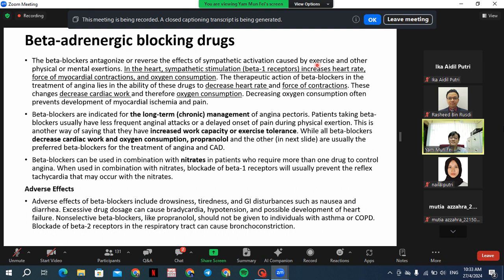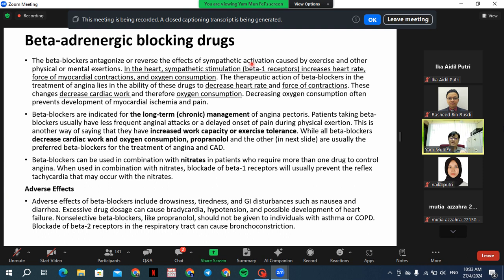So the second drug we are going to discuss for this angina condition is the beta blocker. As we know, there are two types of beta receptor. One is called beta 1 receptor. The second one is called beta 2 receptor. Beta 1 is mainly found in your heart. Beta 2 is mostly dominant in your blood vessels.